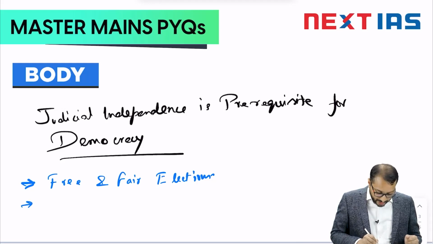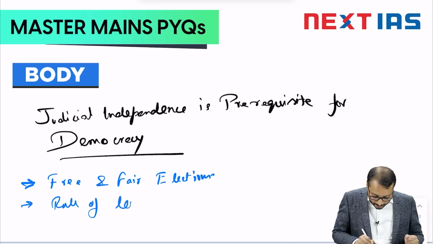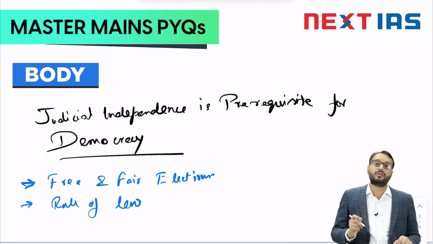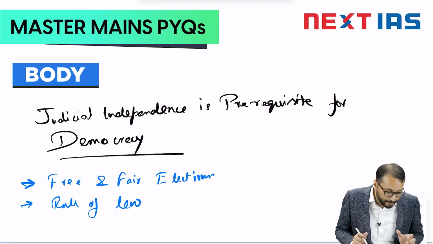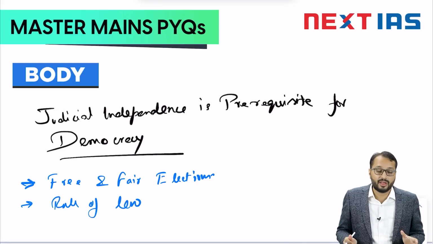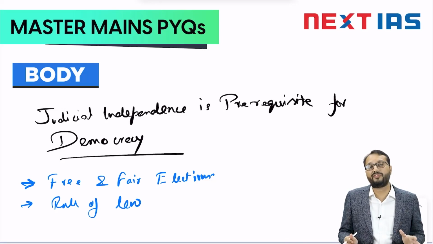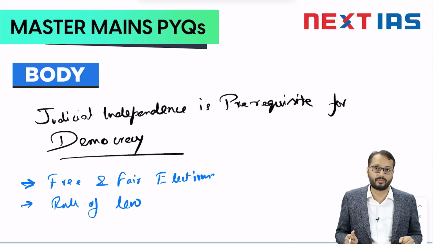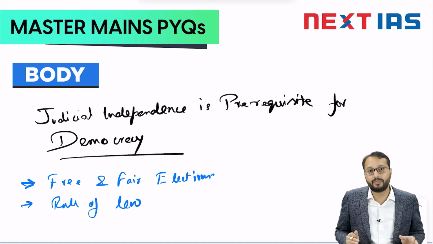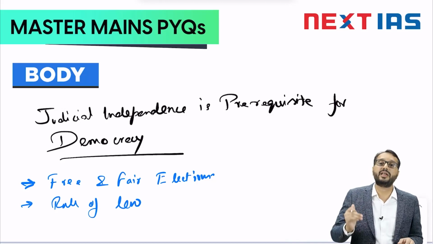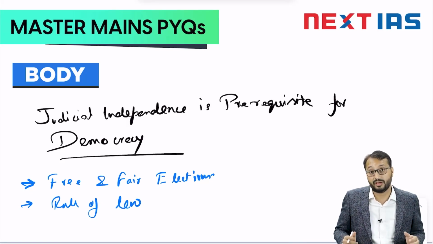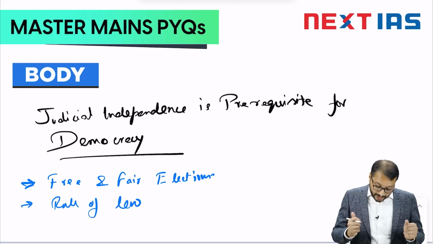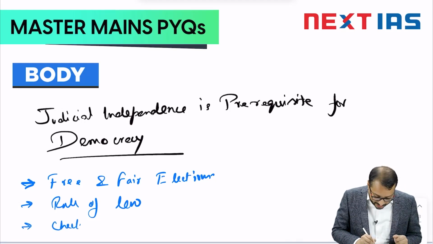The second argument that you can write here is about the rule of law. Judicial independence is the basic premise of the rule of law. Why? Because only an independent judiciary, which is free from the influence of any external agents, can implement the laws without any fear or partiality. So, to ensure equality before law and equal protection of law, we need an independent judiciary, and thus the rule of law is an important idea in the functioning of a vibrant democracy, right? The next important argument that you can talk about is checks and balances.